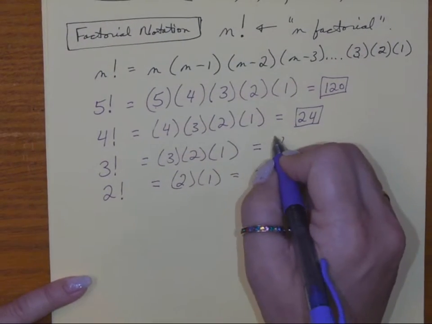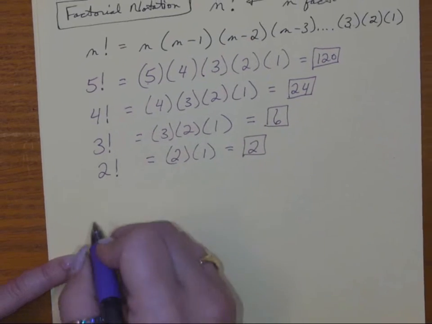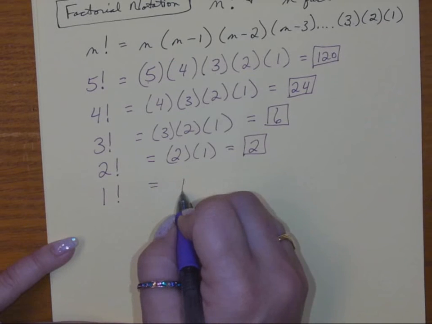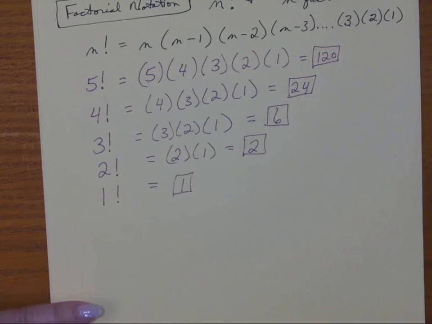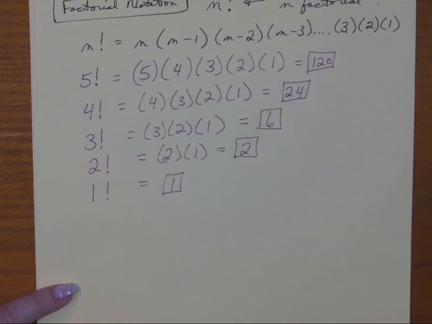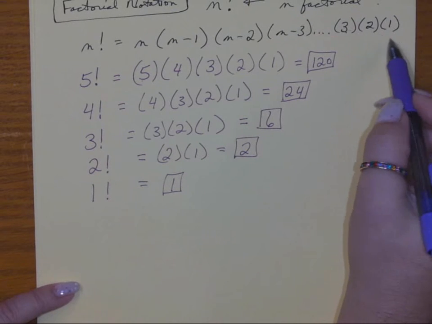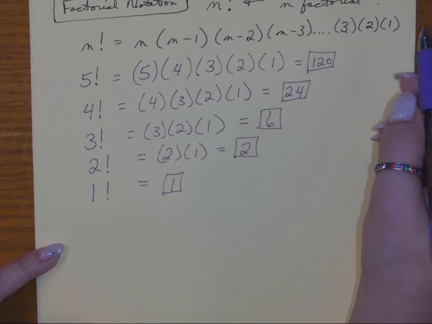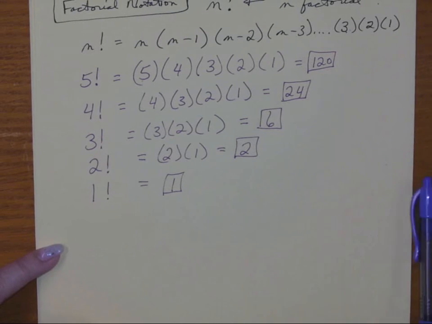Sorry, I left off on my boxing. What about 1 factorial? Yeah, it's just 1, right? Because I don't have anything smaller than 1 to multiply by, because I'm already basically at the bottom of this chain of numbers that I'm multiplying by. So I'm done there.